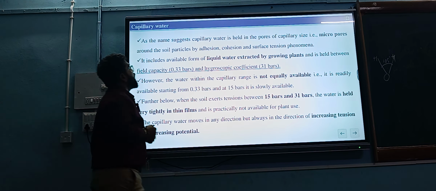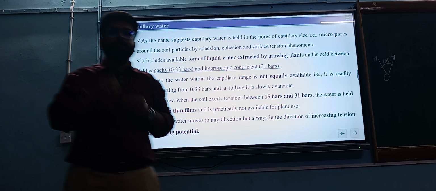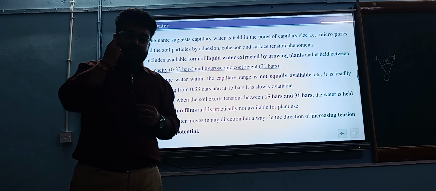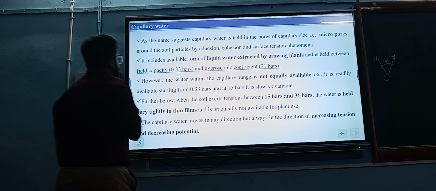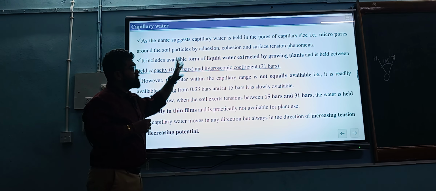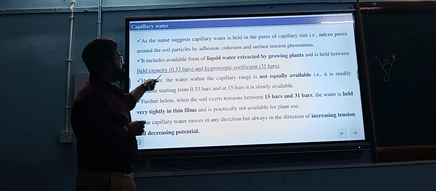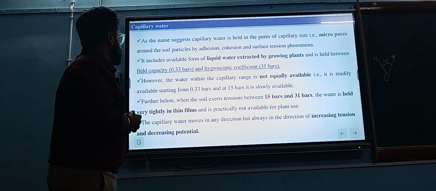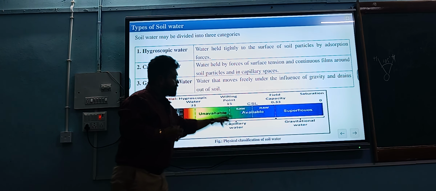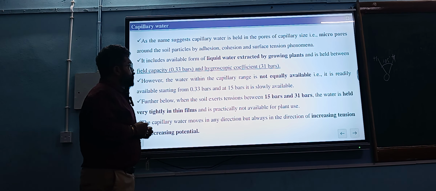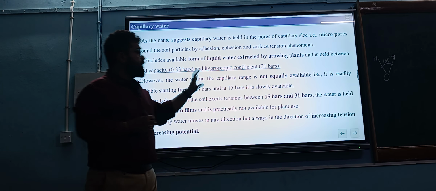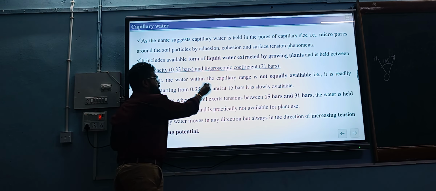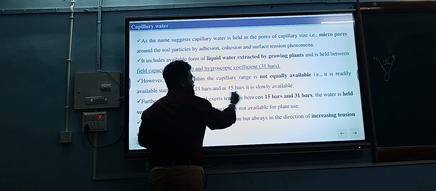The next is capillary water. As we all know, there are capillary pores present in the soil. What are capillary pores? They are micropores present in the soil, and water held in these micropores is held by the force of adhesion, cohesion, and surface tension, at a pressure of 0.33 bar to 31 bar. However, the water within the capillary pores is not equally available. It is readily available from 0.33 bar to 15 bar. 0.33 bar means field capacity, and 15 bar is the permanent wilting point.